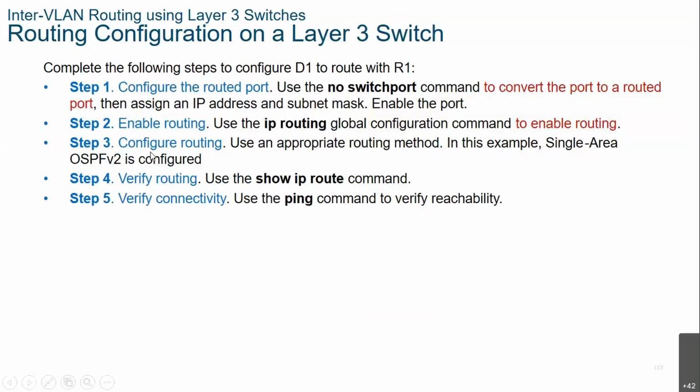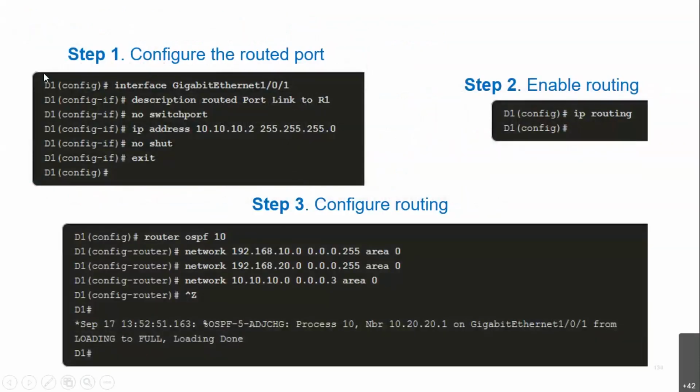And then you have to configure routing. If it wants to do routing, you have to configure routing on it. So in this example here, it is going to be configured with OSPF. I'll talk you through that, don't worry about it. And then, of course, you have to verify routing and verify connectivity. Now that this port has become a routed port, it has a routing table. Okay, let's look at this. Remember, this is all in that layer 3 device.